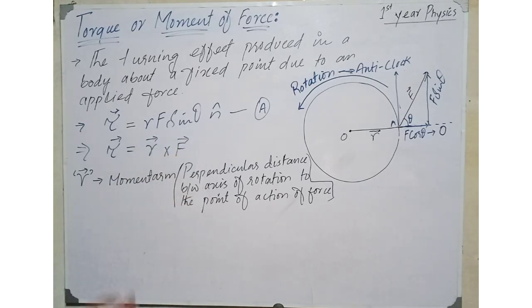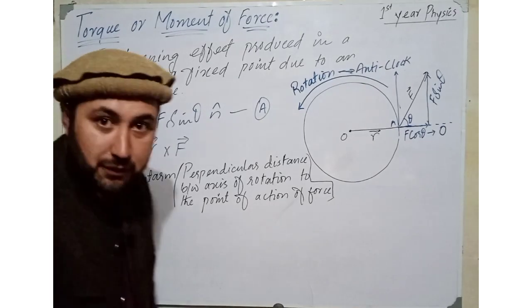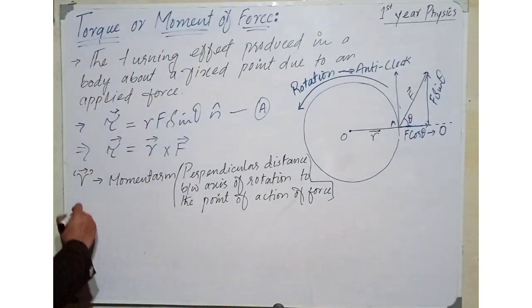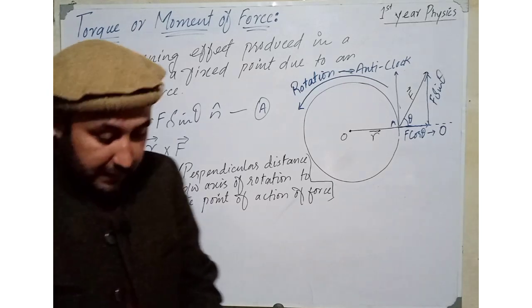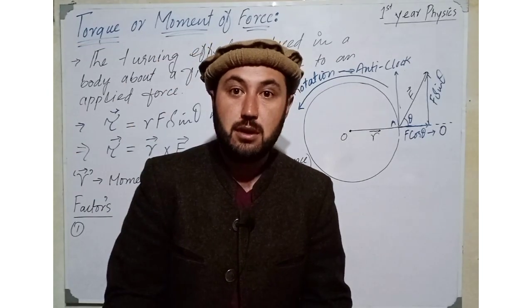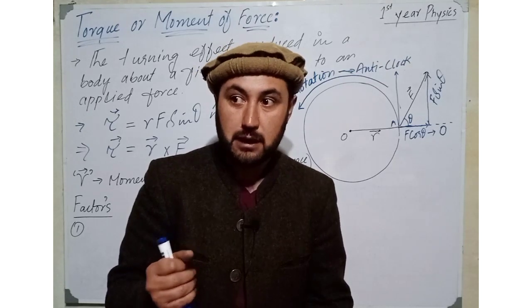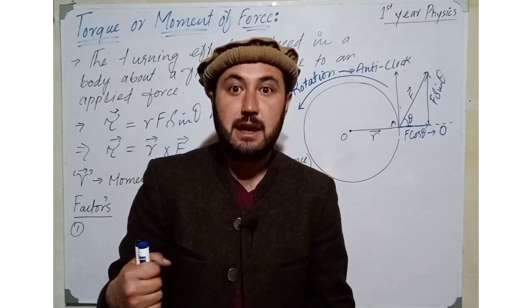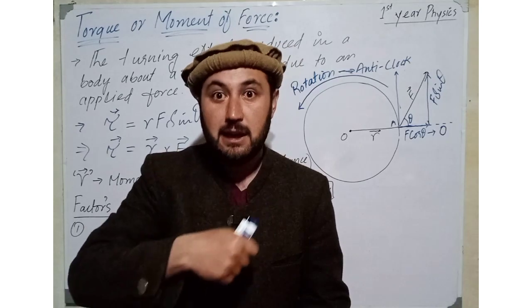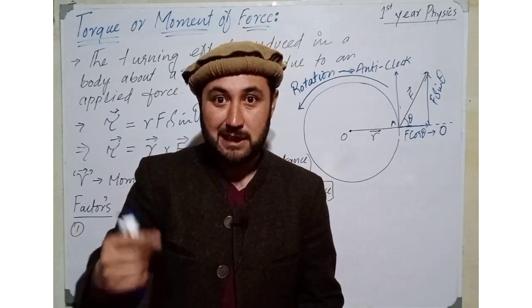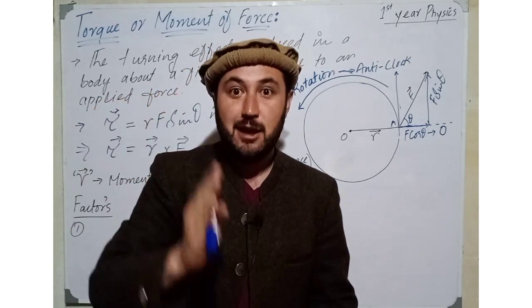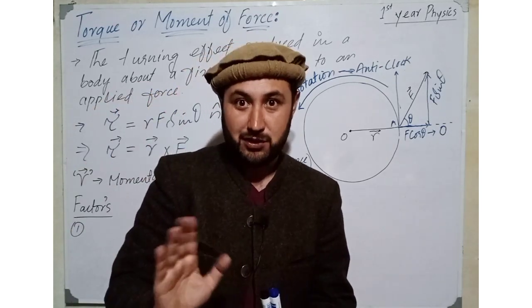So there are three different factors which are going to affect torque. What are these factors? The first one: let us take an example. If you are going to open a door, while opening a door we are actually producing torque. We are rotating the door about its axis of rotation, and obviously the axis of rotation is the point where the door is attached to the wall.